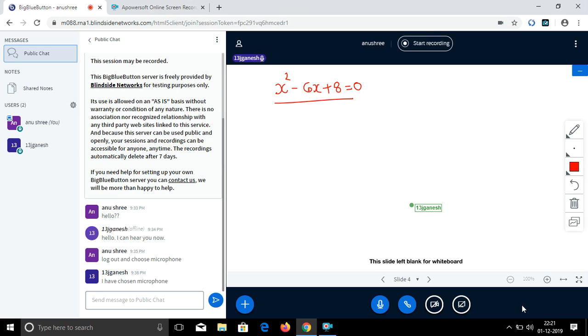I finished it. Okay. So now you have got the roots. Yeah, I got the root now. So tell me first, what are the two roots? I got 2 and 4, and then for the y-intercept, I got 8.